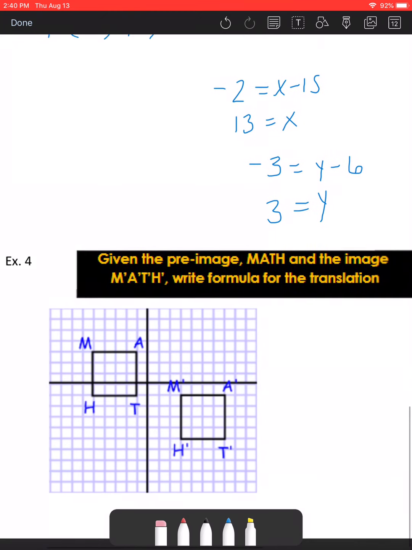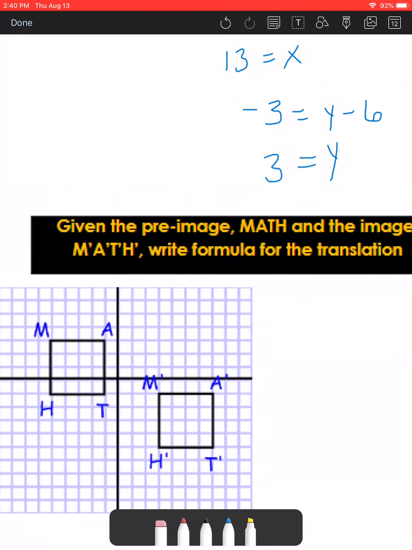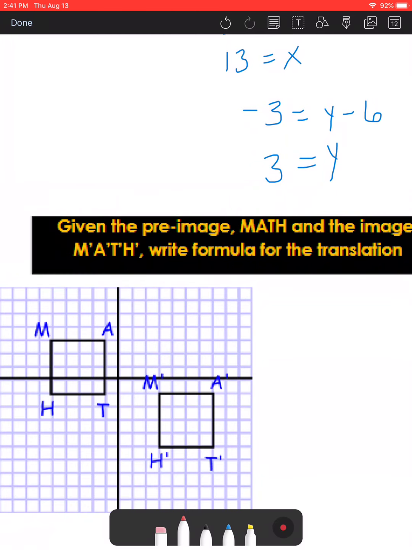All right, so let's go ahead and look at our last example for today. It says, given the pre-image M-A-T-H and the image M prime, A prime, T prime, H prime, write the formula for the translation. So we want to figure out what the formula is for this translation based on just the points that we have. The first thing that I might do is consider my M point.